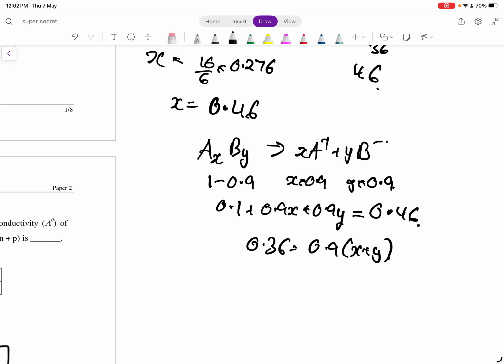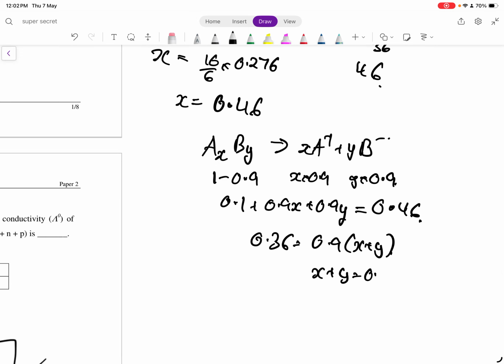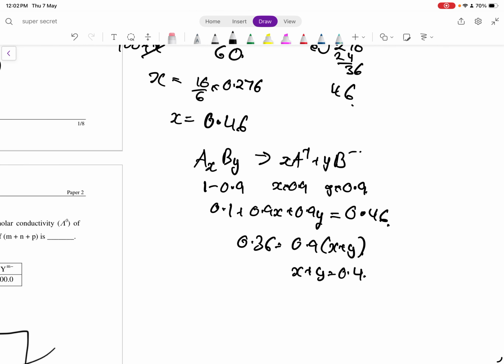What is happening? Oh, no, it's correct only. So x plus y is equal to 0.04. 3.6 by 9, which is equal to 0.4. x plus y is 0.4. No, it can't be. Oh wait, this is 0.1. Okay, my bad. Sorry, my bad. This is all wrong.